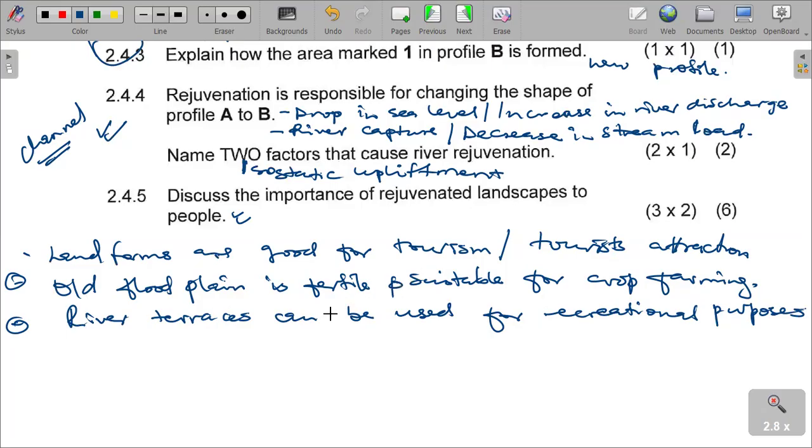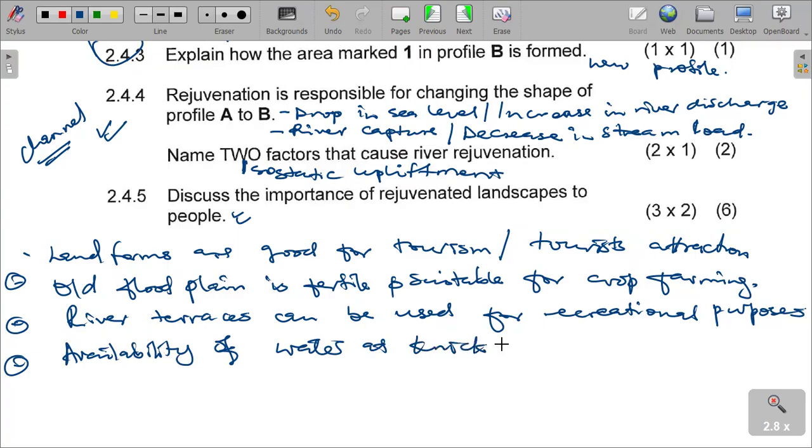Last but not least, availability of water at Nick Point can be used for power generation and other agricultural purposes.